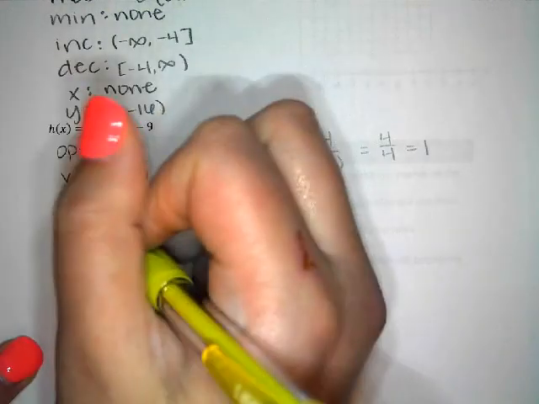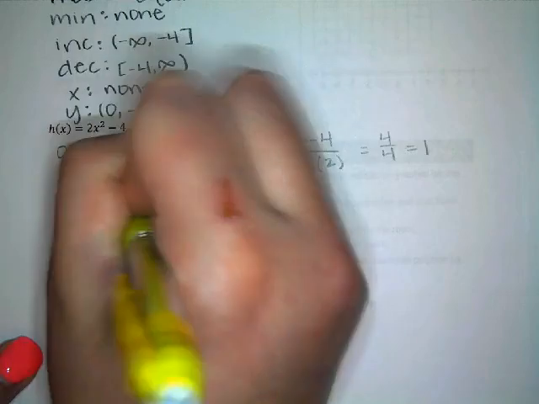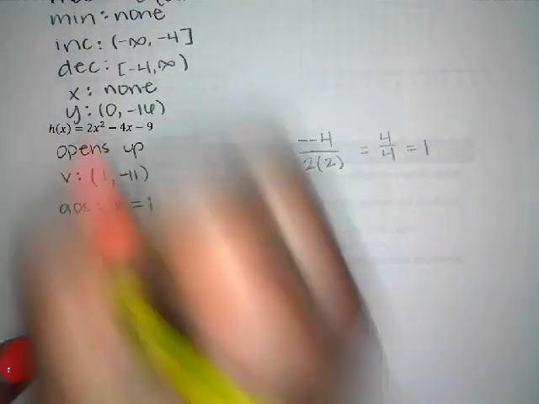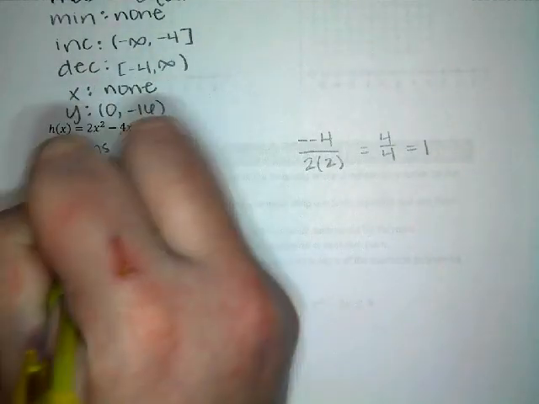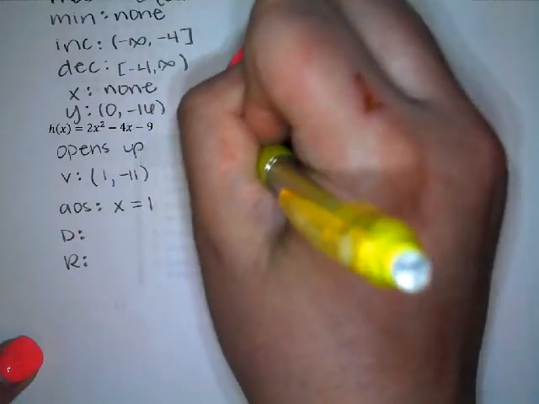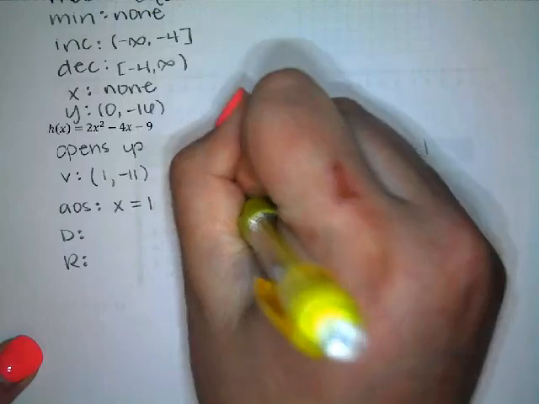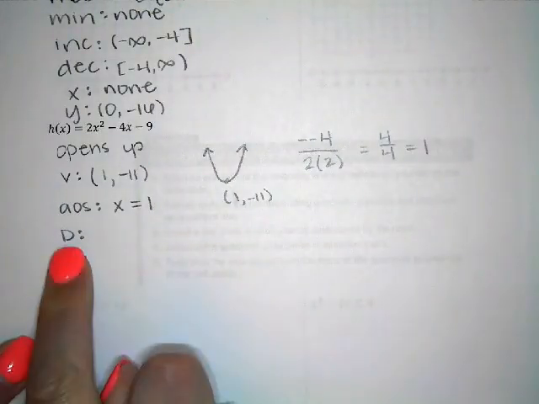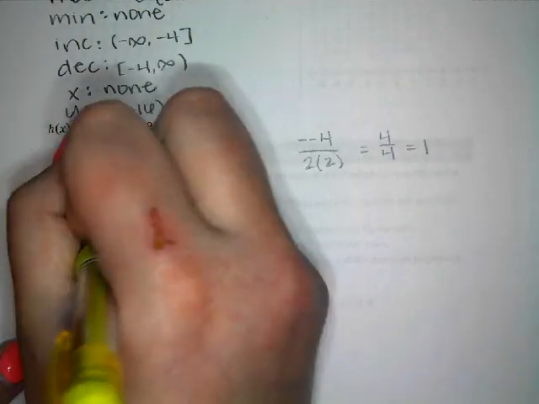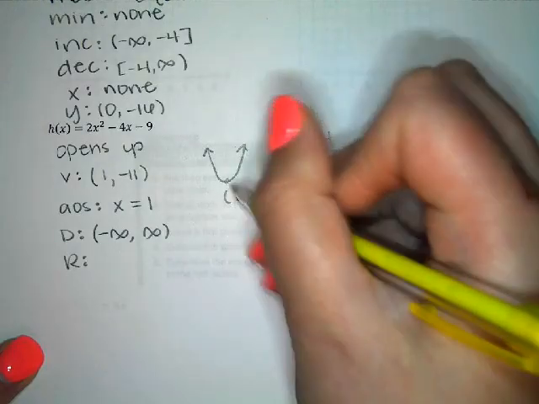x equals 1. The domain and the range, so I've got a U-shaped graph that opens up with a vertex of 1, negative 11. Okay, so the domain from left to right, I've got all the numbers, negative infinity to positive infinity. For the range from down to up, the very bottom of the graph is negative 11. The top is to positive infinity.